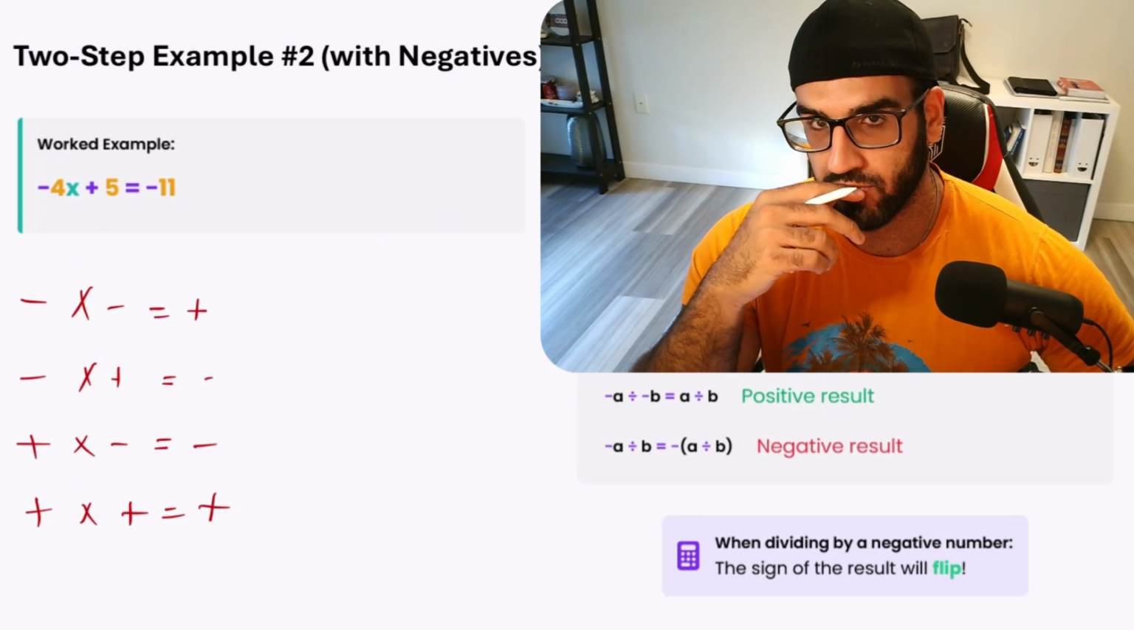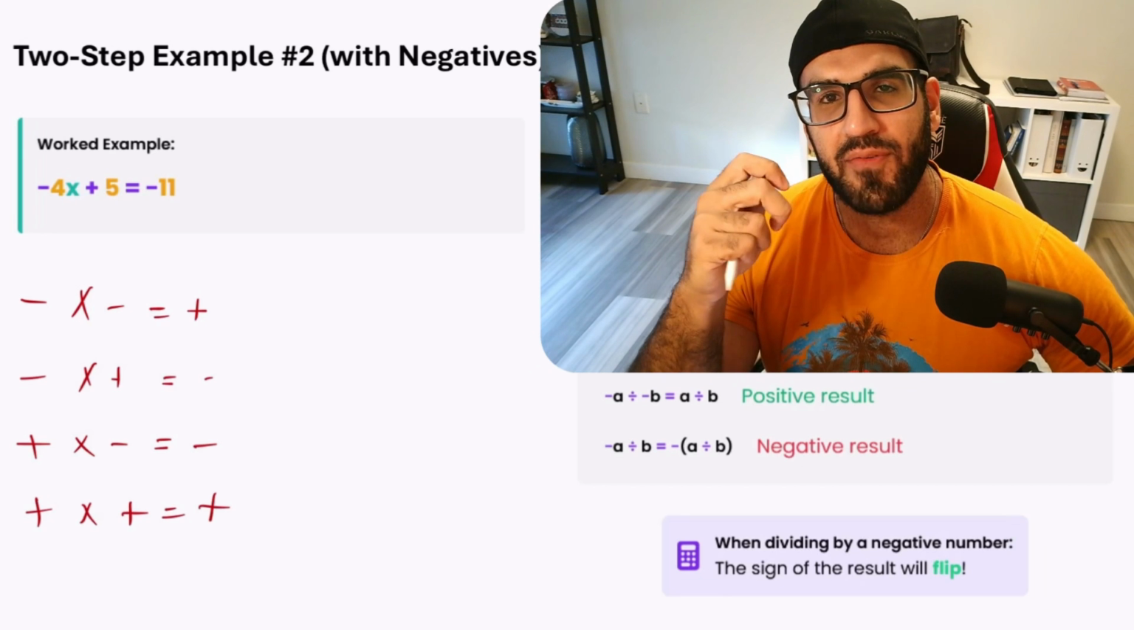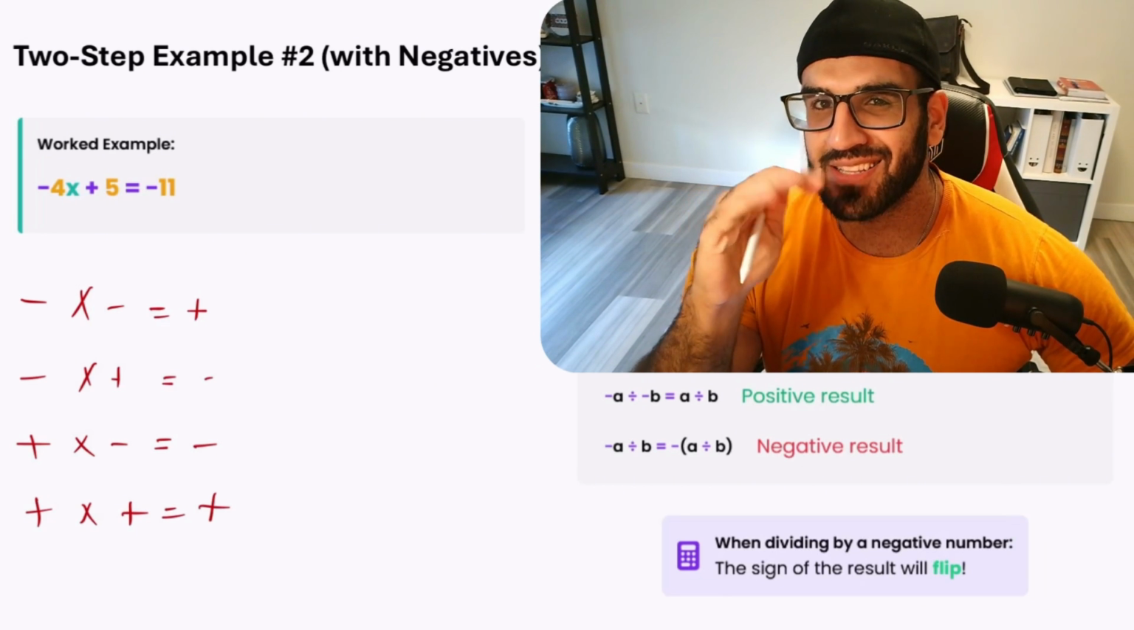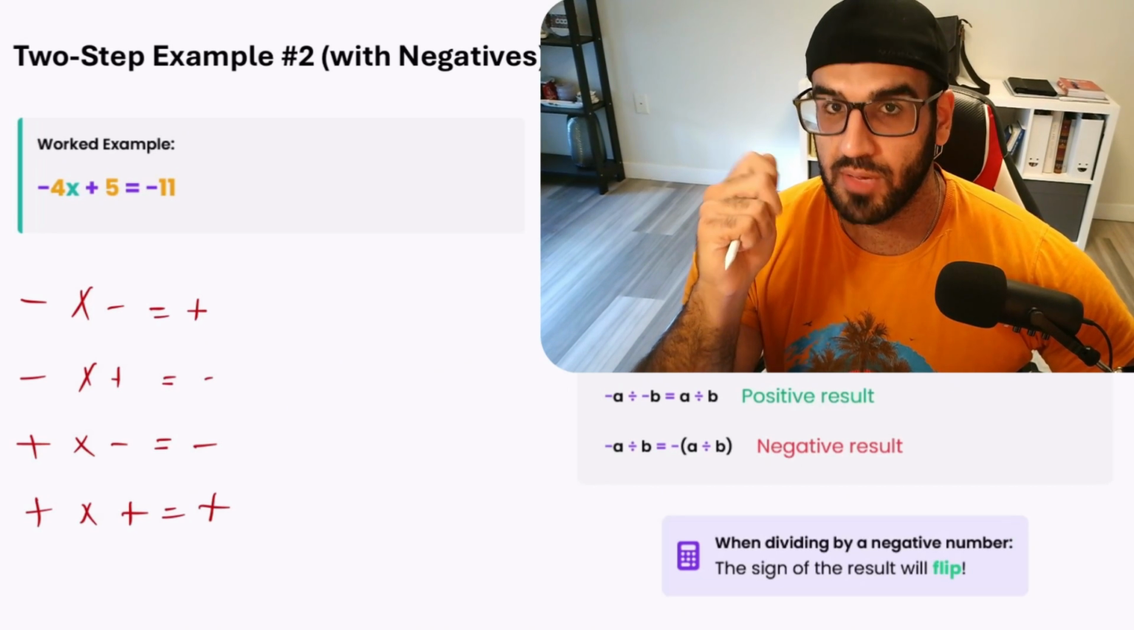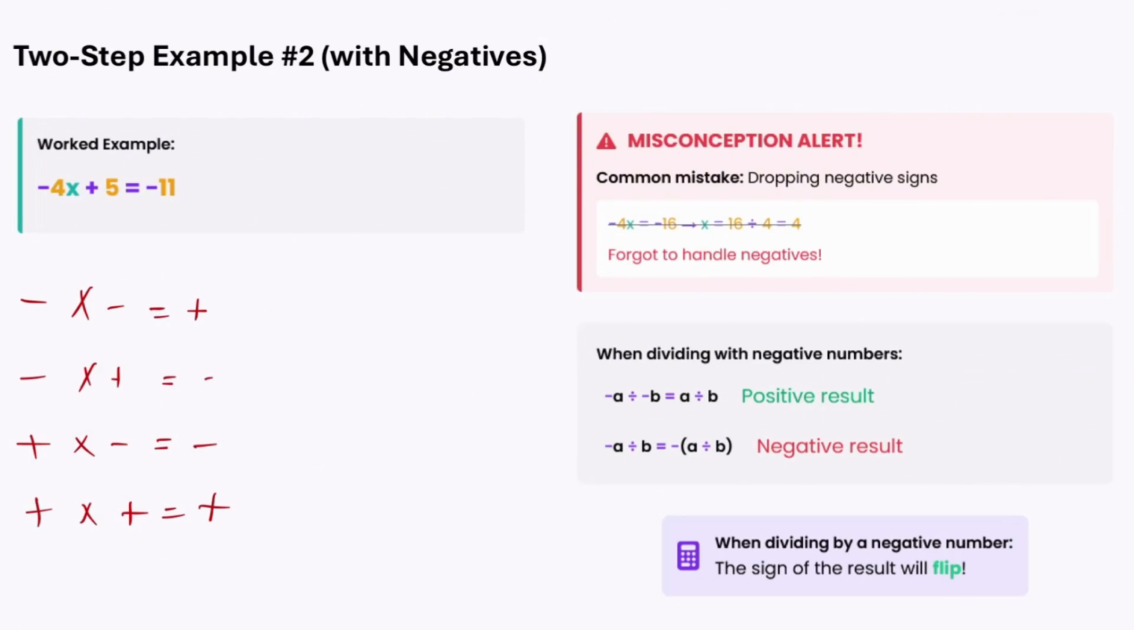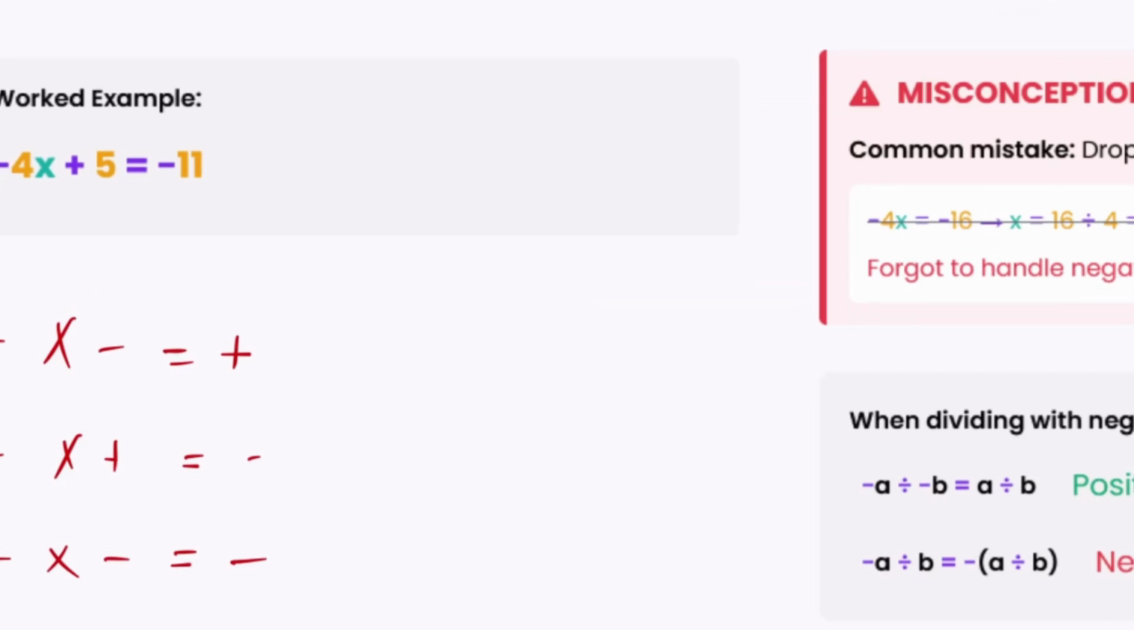So what would happen if I have a condition where the number beside x is not positive, it's negative? Everything is going to change just a little bit, not that much, but we have to be very, very careful because at this point, something would change. So imagine that I have a question that negative 4x plus 5 equals negative 11.